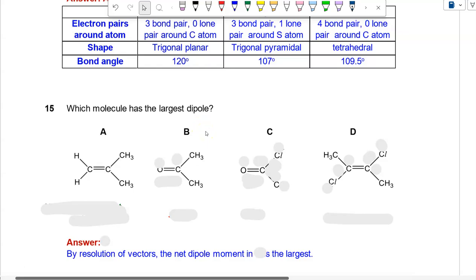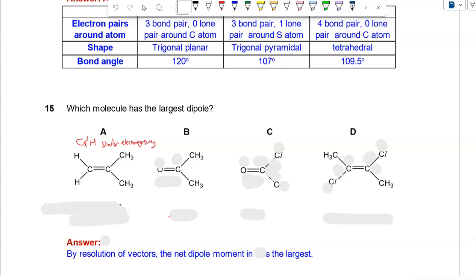Okay, 15. Which molecule has the largest dipole? So in A itself, you can see that A only has carbon and hydrogen. They have very similar electronegativity. And as a result, in this case, there won't be any dipole moment, because there's no delta plus, delta minus. C and H have very similar electronegativity values.